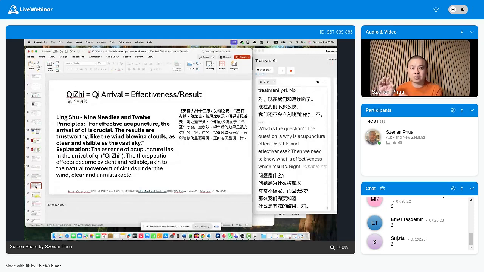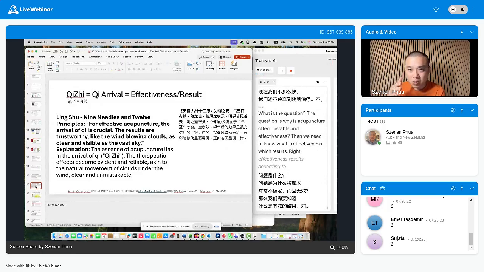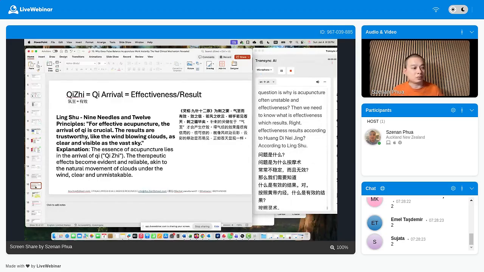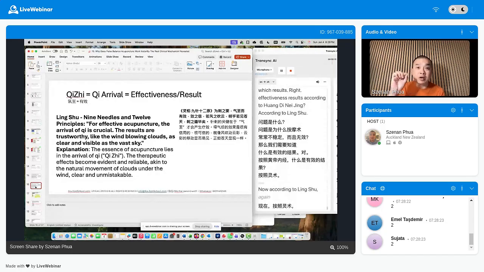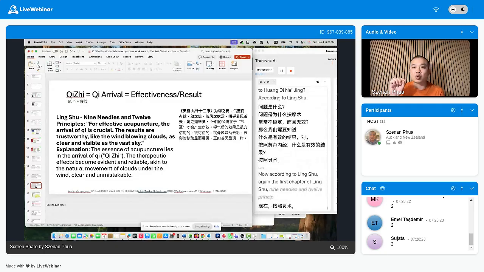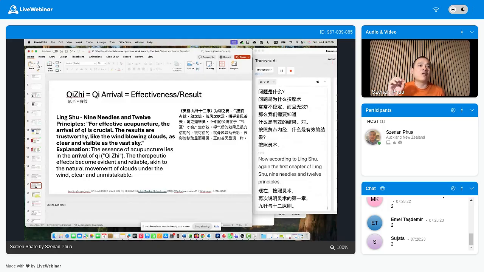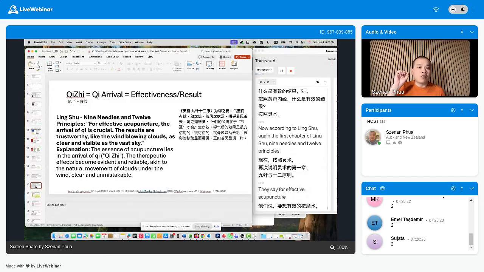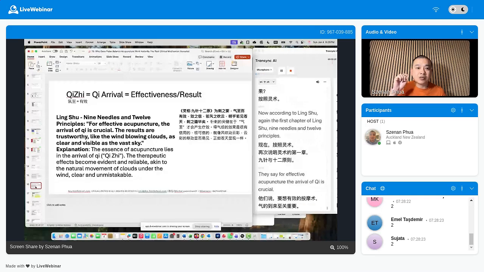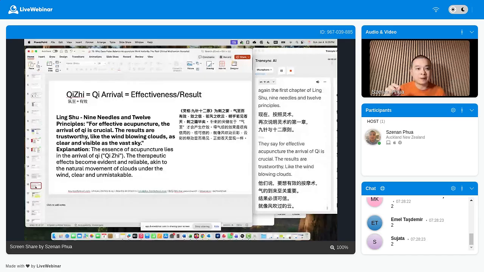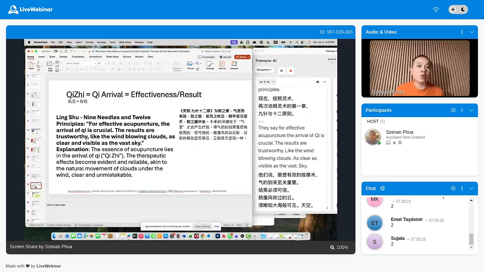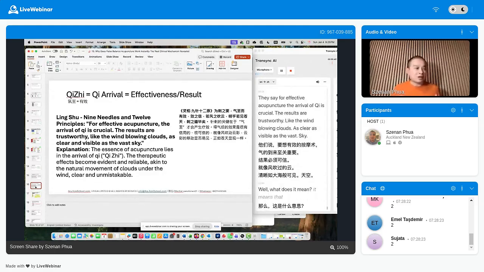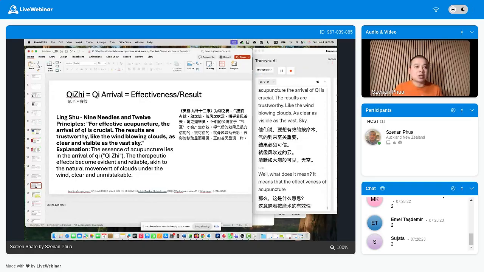What are the effectiveness results according to Huang Di Neijing, according to Ling Shu? Now, according to Ling Shu, the first chapter, 9 needles and 12 principles, 九针十二原, they say, for effective acupuncture, the arrival of qi is crucial. The results are trustworthy, like the wind blowing clouds, as clear and visible as the vast sky. Well, what does it mean? It means that the effectiveness of acupuncture is qi arrival.